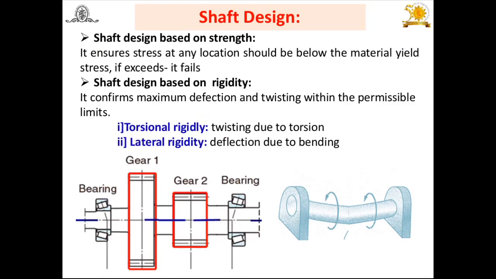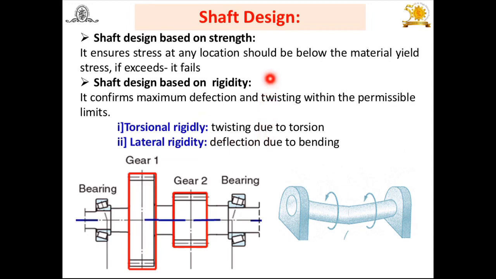Now, the important point is how to design the shaft. That is very important. The design of a solid shaft has two criteria. One is the shaft design based on strength. Another is the shaft design based on rigidity. Again, in rigidity, there are two criteria: one is torsional rigidity, and the second is lateral rigidity. Torsional rigidity depends on the twisting moment. Lateral rigidity is about deflection due to bending.